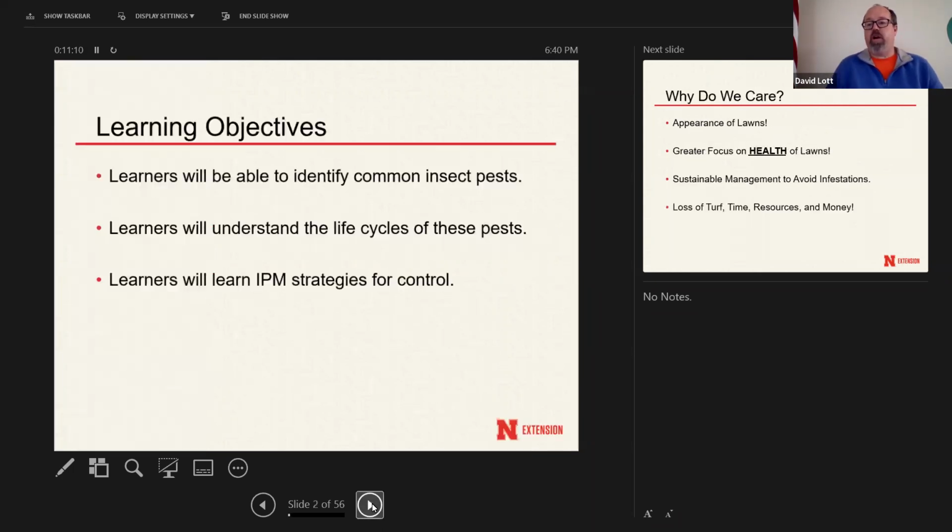So our objectives are very easy. We want to be able to identify the common insect pests. We will understand their life cycles and then learn some strategies for control.